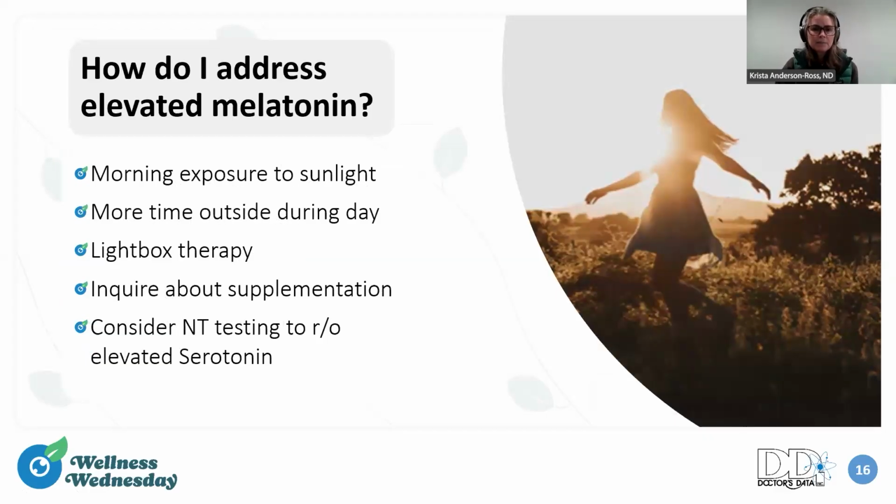Elevated melatonin can be addressed with morning exposure to sunlight or a full spectrum light box, which will suppress it, or more time outside during the day. Even in gray or rainy weather, there's more full spectrum light than indoor lighting. Also consider neurotransmitter testing to rule out serotonin, because serotonin can convert to melatonin.